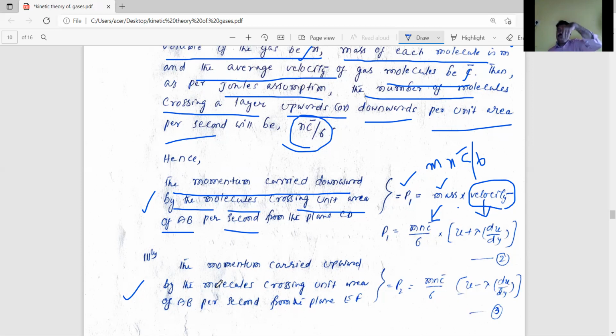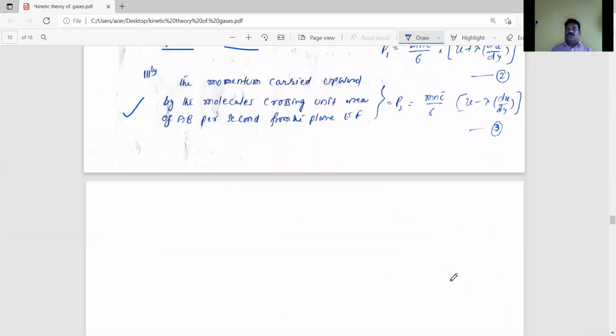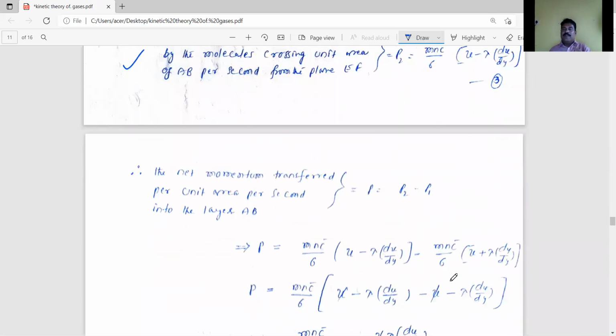The transport of momentum from the upper layer to the lower layer, if you take that as P1, can be written as above. If the transport of momentum is from the lower velocity layer to the higher velocity layer, that is from EF to AB, that can be written as P2. Then P2 equals m n c bar by 6 into u minus lambda du by dy. So now what is the net momentum?